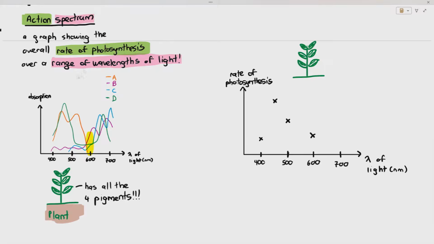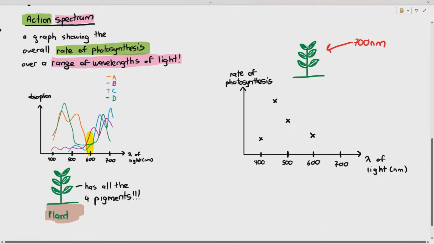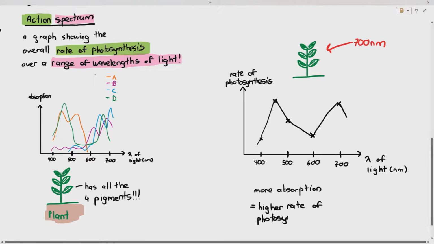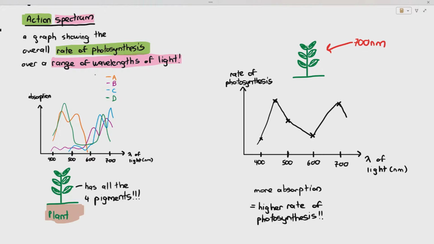And at 700 nanometers, you can see that pigment B and also pigment C are fantastic at absorbing that particular wavelength of light. So in that case, the rate of photosynthesis will also be quite high. So the logic is as follows. If the plant has the pigment to absorb that particular wavelength of light, the rate of photosynthesis will be high. So that's how the absorption spectrum affects the overall action spectrum.